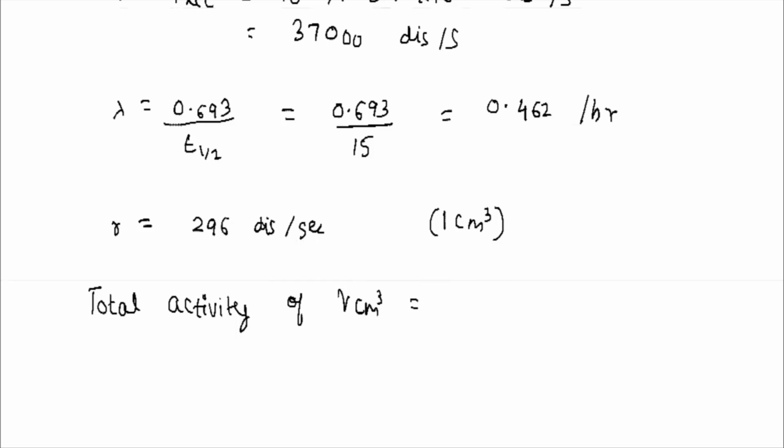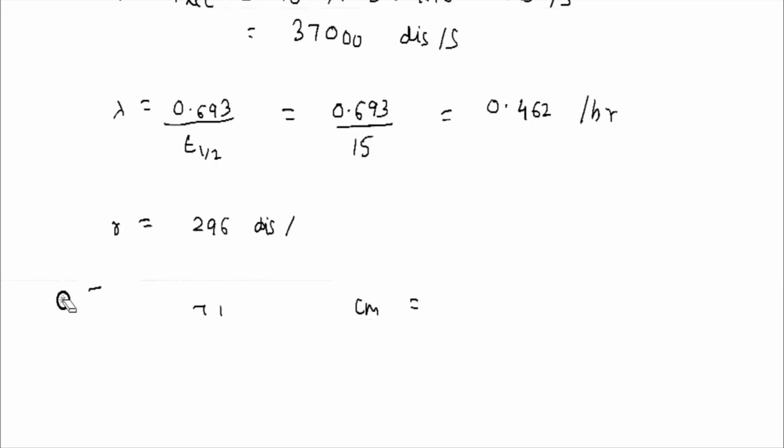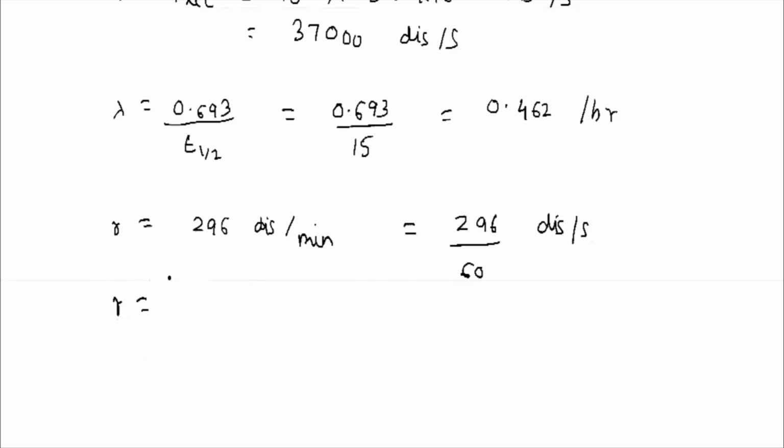So it was disintegration per minute. We can just rewrite this step. It was given as 296 disintegration per minute. If you were to convert this into seconds, we can write 296 divided by 60 disintegration per second. So what is the value of small r? If you divide it, it comes out to be 4.933 disintegration per second.